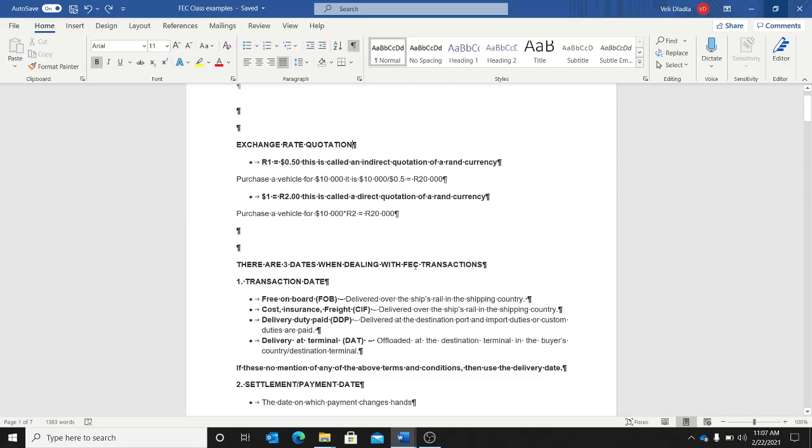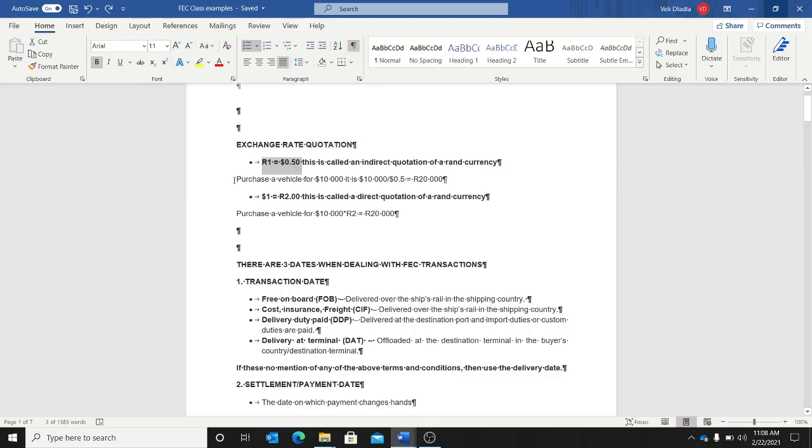I'm explaining foreign exchange transactions. Now, when dealing with foreign exchange transactions, you need to know that when you are quoting the rand to a foreign currency or a foreign currency to a rand, which type of quotation is that? Here you'll see it says 1 rand equals 50 cents in dollars. This is what we call an indirect quotation. You'll see they start with a rand this side, and then they say equals a certain amount.